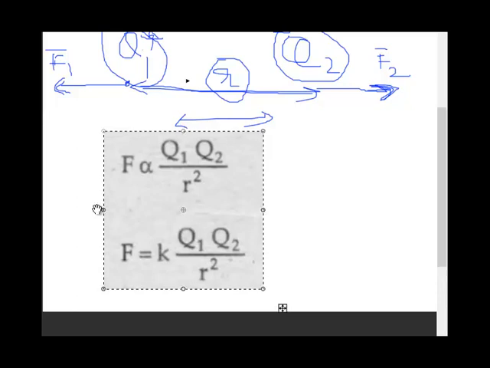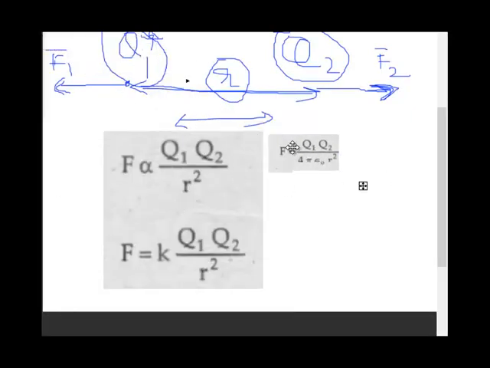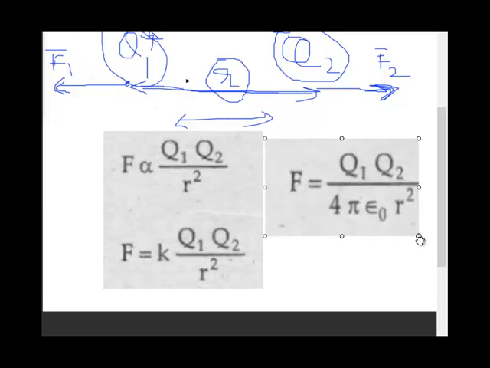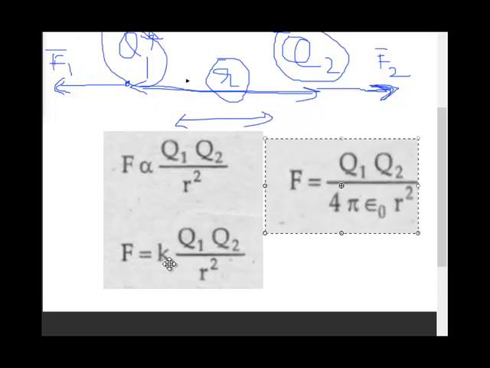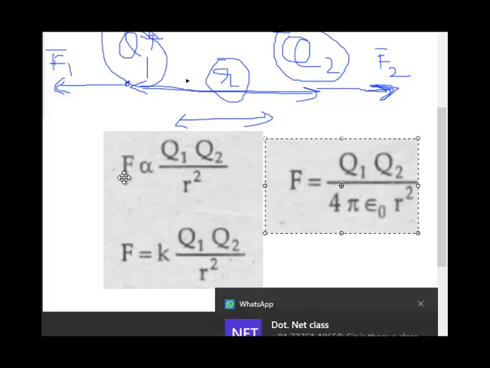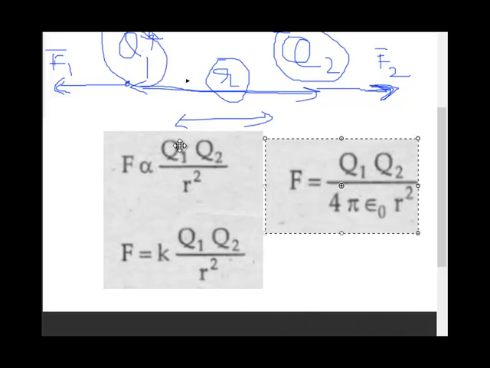But in fact this k is nothing but 1 upon 4 pi epsilon naught. So the formula will become F equal to Q1 Q2 upon 4 pi epsilon naught into R square, where k is 1 upon 4 pi epsilon naught. It is a constant value. So if you are asked about Coulomb's law, then you can say that force is directly proportional to the product of charges and inversely proportional to the square of the radial distance.